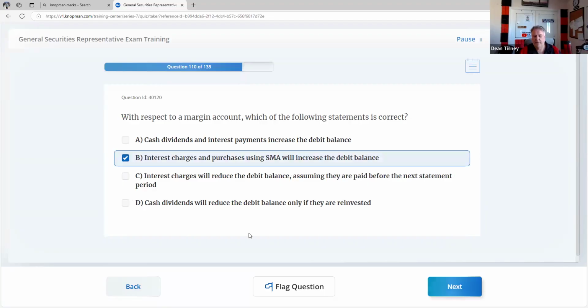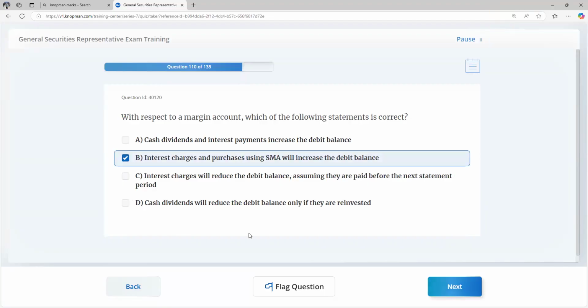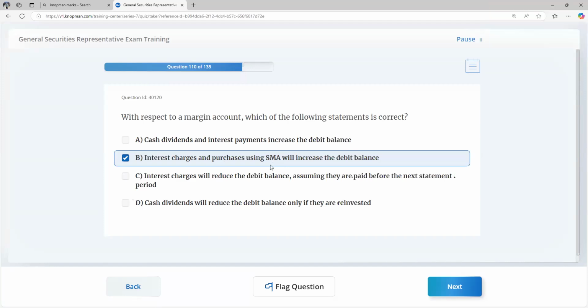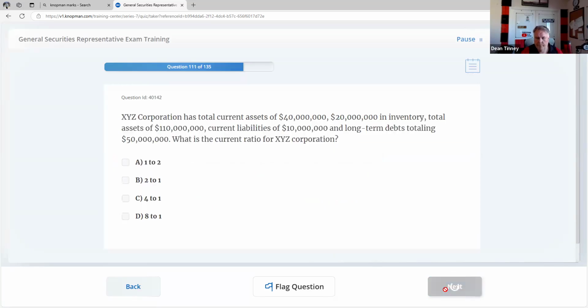It's B, right? Because remember what we're doing here, that's going to be money you owe the firm. And then when you use your SMA, we're lending you money, right? I'll let you mark me wrong on that though. Okay. Yeah. But you got two right.